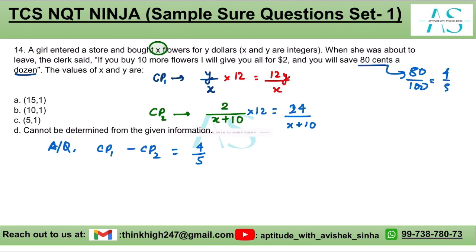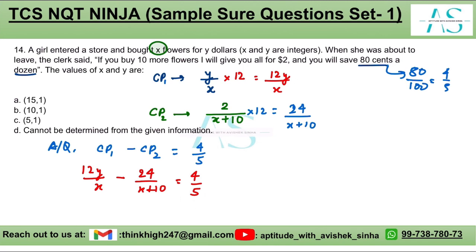Now let's put the values. So we have 12Y upon X minus 24 upon X plus 10, and this is equivalent to 4 by 5. From the options, we can use any value and we can literally just solve this and check upon putting the values of X and Y whether we are getting 4 by 5 or not.